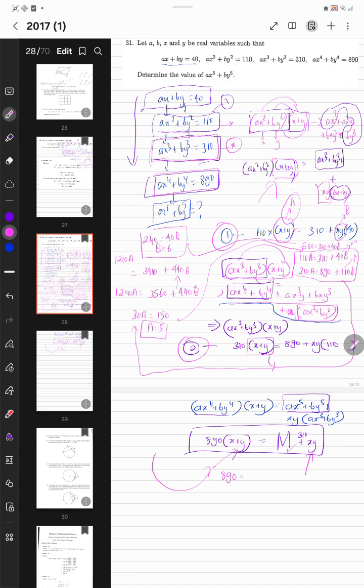So 890 times a, which is 5, is equal to m, which we have to figure out, plus 310 times b, which is 6. So we end up with 4,450 is equal to m plus 1,860. So m would be equal to 4,450 minus 1,860, which is 2,590. So the answer for this question would be 2,590.